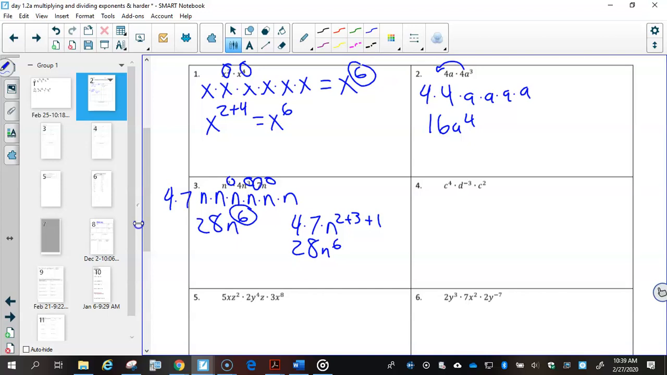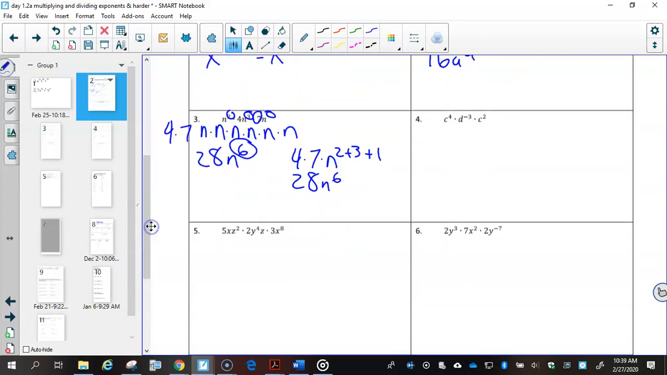Now, let's see if that rule still applies for this one. I'm going to go back to expanding for one second. How would I expand c to the fourth? 4 times c times c times d to the negative third. What does that look like? It's 1 over d to the third.